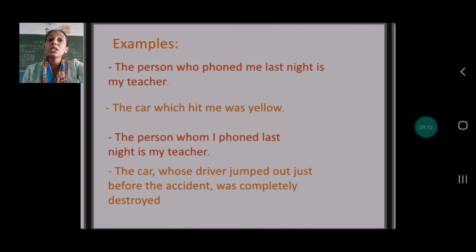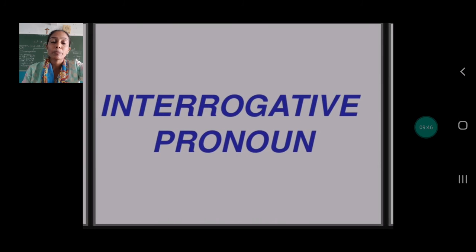The person whom I phoned last night is my teacher. Whom again used for people. The car whose driver. Now whose is used for possession. The car whose driver, जिसका कार था उसका driver, jumped out just before the accident was completely destroyed. You got it, my children? You all are able to understand what is relative pronoun? It's related to the specific noun or clause.